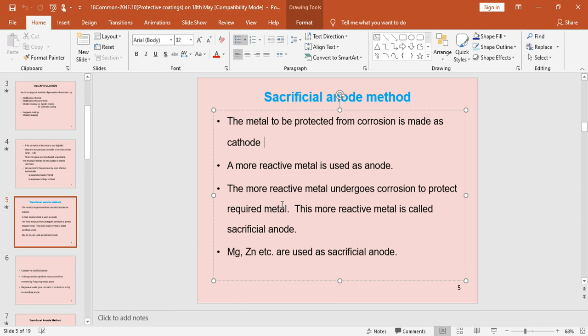The metal which is coated on the base metal is a more active metal than the base metal. It is more active in the electrochemical series. The metal goes into corrosion by itself to protect the base metal, meaning it is sacrificing itself. That's why it is called the sacrificial anode method. Examples: galvanization is an example of the sacrificial anode method, and magnesium and zinc are used as sacrificial anodes. Note down these points.